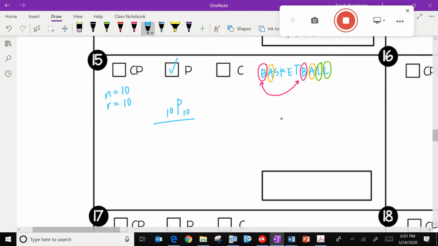So there's 2 B's, 2 A's, and 2 L's. Whenever you have repeated letters and they're asking for an arrangement of the letters, you need to make sure you divide out the repeated letters or numbers. When you plug this into your calculator, it will give you your answer, which is 453,600 different arrangements with the letters in the word basketball.